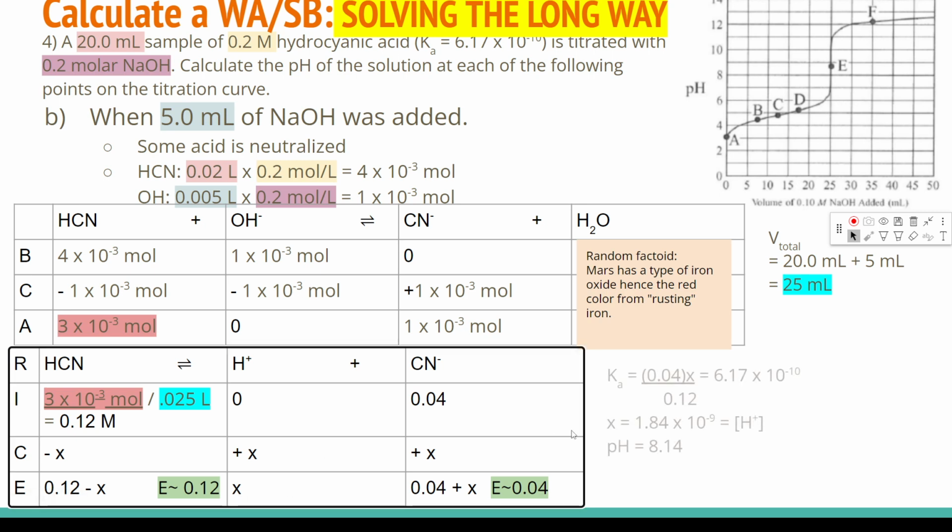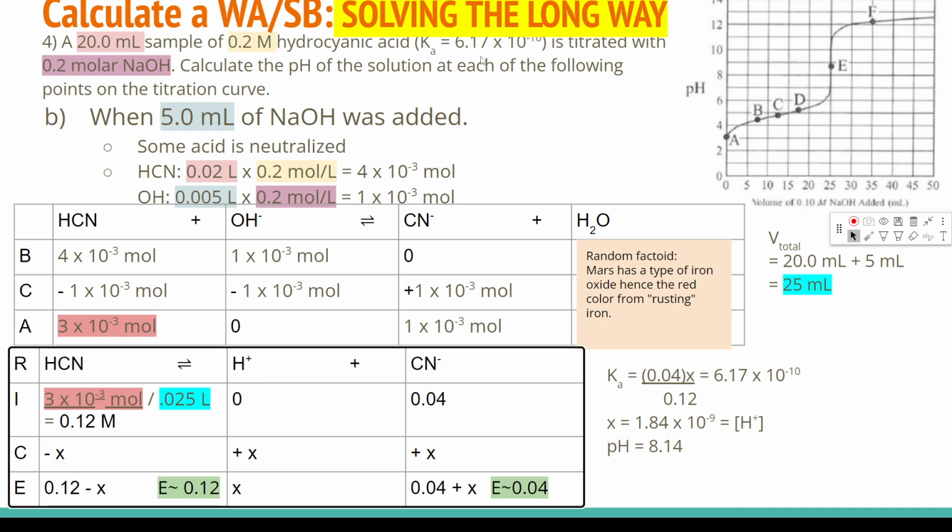Be careful. Okay, so I set up my Ka just like how I've set it up before, where it's products over reactants, so I didn't show that part. Make sure you do. Make sure you put Ka equals H plus times CN minus divided by HCN. That is 1 point on an FRQ. I just got lazy. And so we have 0.04 times x divided by 0.12.